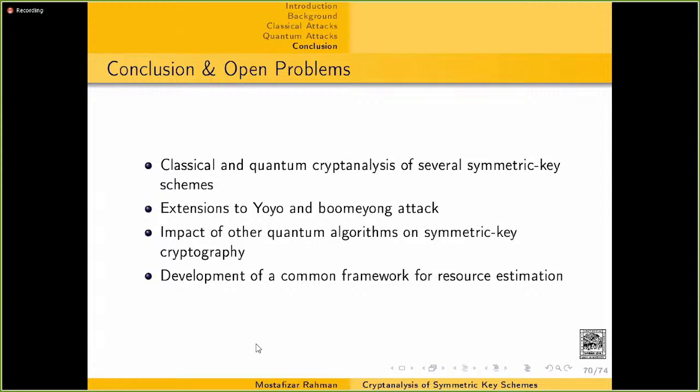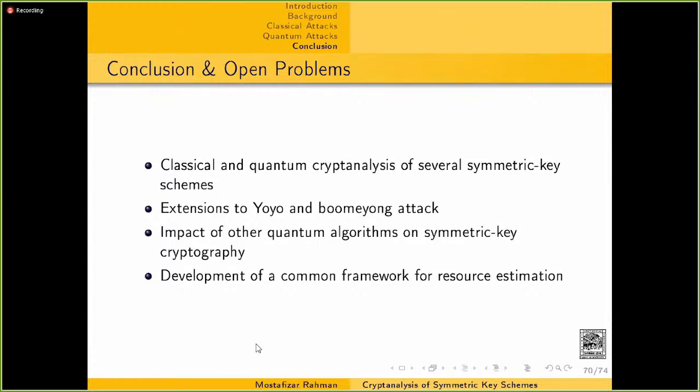We have reported how big a quantum computer should be to mount Grover's attack on some lightweight block ciphers. Based on that, our next question is this: till now we have seen a lot of work on Simon's and Grover's algorithms on symmetric ciphers. So what should be the impact of other quantum algorithms? There are a lot of other quantum algorithms. What should be the impact of those algorithms on the symmetric ciphers?